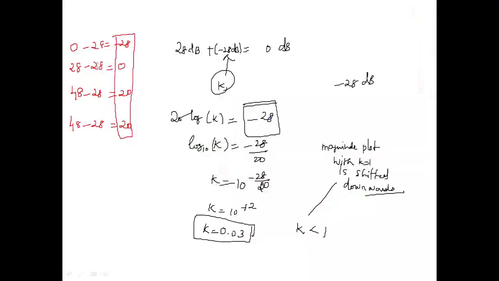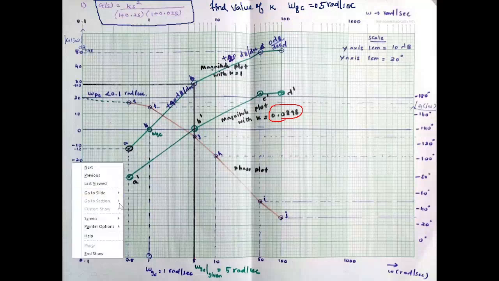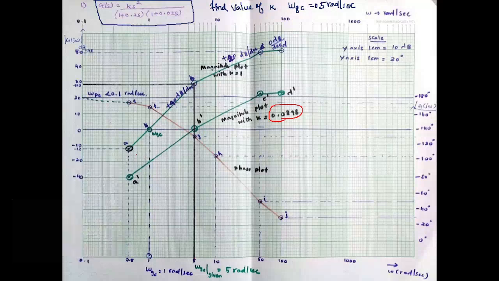Already we found that 0 minus 28 is minus 28. Sorry, the value is minus 12, it seems. So at this point the value is minus 12. Now I am adding minus 28 to each and every value, which makes the magnitude plot shift down from the earlier one. So this is how we have to draw the plot.